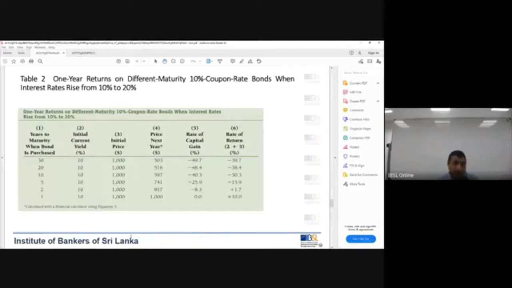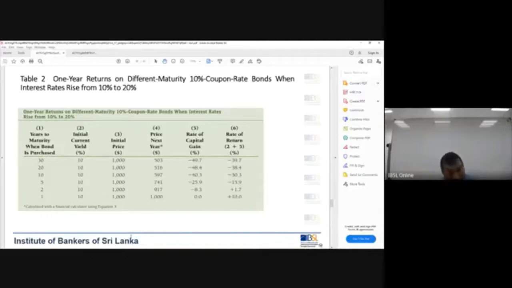Okay, the face value. When coupon is lower than the interest rate, right? You buy at a discount price. When coupon is greater than interest rate, you buy at a premium price. We discussed these things last week.